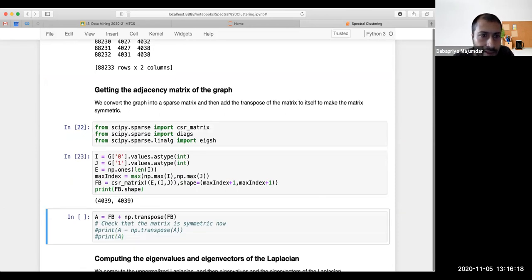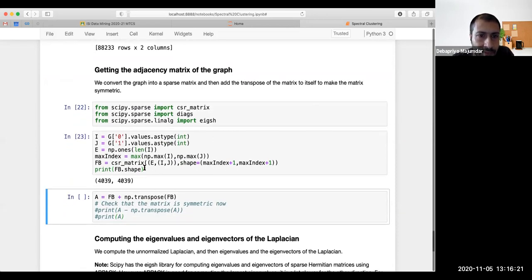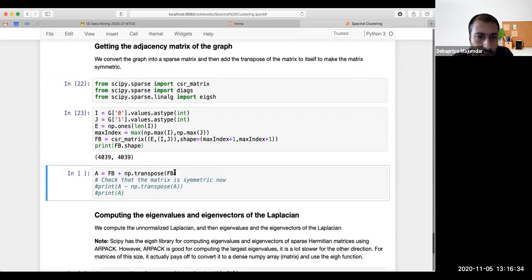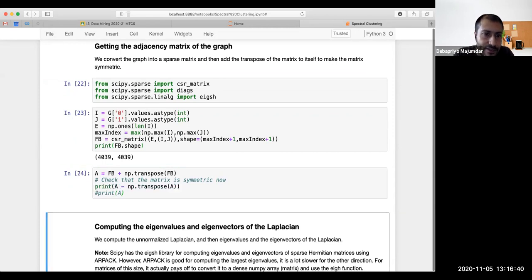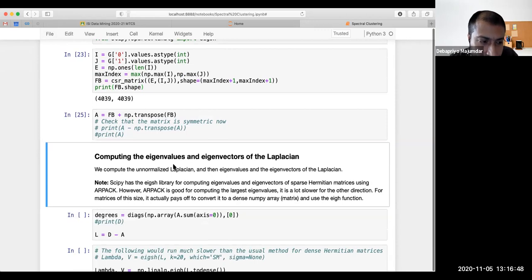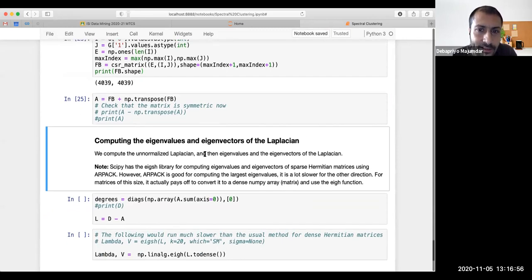By the way, here you have to mention the shape, because otherwise your graph will be 4032 times 4039, so it will not be square. And then I'm forcing it to be a symmetric graph, and actually checking that the matrix is symmetric. It doesn't print anything here, so the matrix is actually symmetric. It's unweighted, but anyway the graph is said to be undirected, so it doesn't actually put the reverse edges.